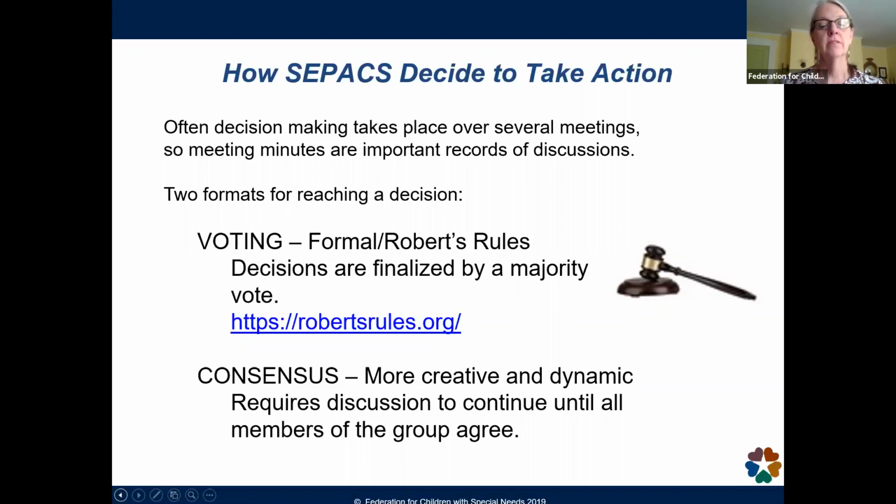This is a little bit more timely. It's creative, it's dynamic, but it requires discussion for everyone to say, we all agree now, this is where we're going. It might be the right method for your group, for your SEPAC, and you can decide whether you want to have a formal vote, yes or no, or abstain, or a consensus methodology. And that's for the individual SEPAC to decide.